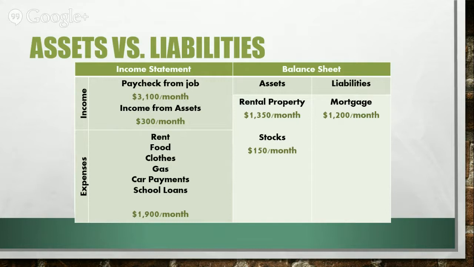So if you look at this example, before I added the assets in here, you see that this person is only making $3,100 from this paycheck. You might think, okay, the only way this person can have a positive cash flow at the end of the month is if he or she gets a promotion.